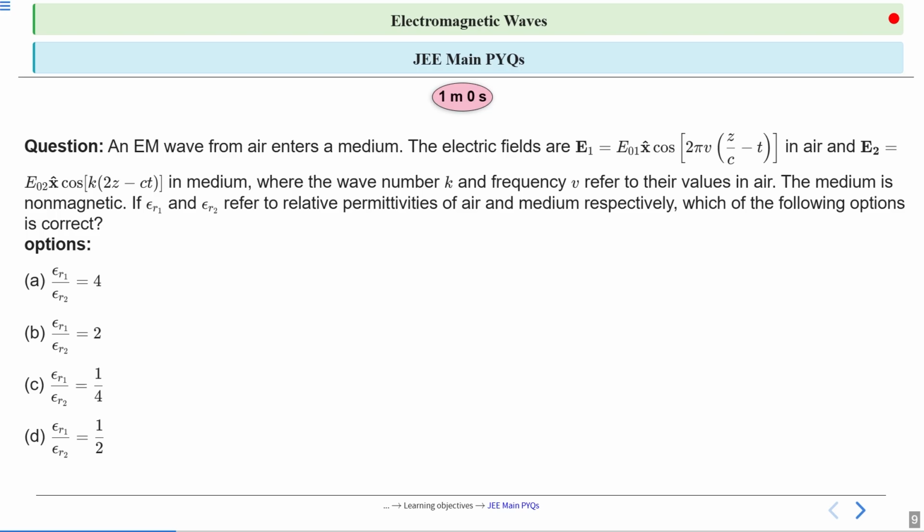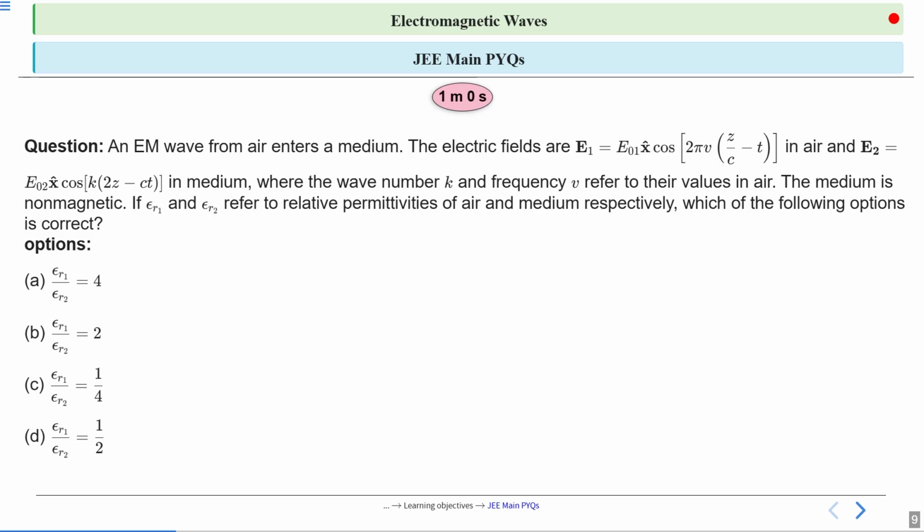So two equations of electric field are given. One is for electromagnetic wave in air and one is for electromagnetic wave in medium. They have modified the argument of cos also. In the second equation, it is written k2z minus ct. So if we multiply z in the equation, it will become 2kz minus kct. We know that omega by k is equal to c, so omega will be equal to kc. So when k multiplies with ct, it will become omega t.